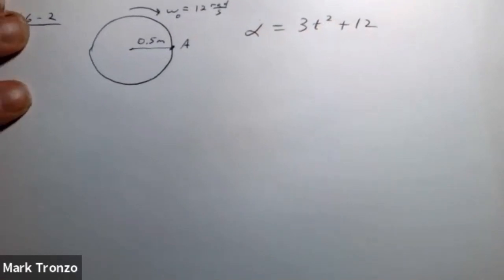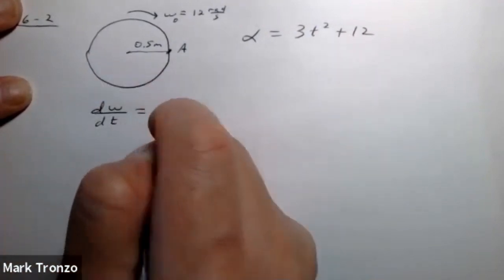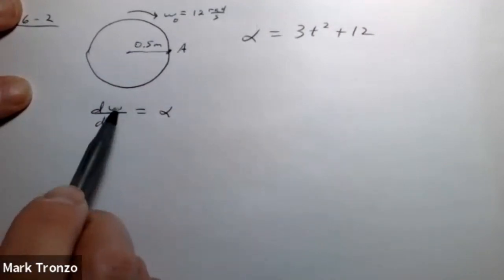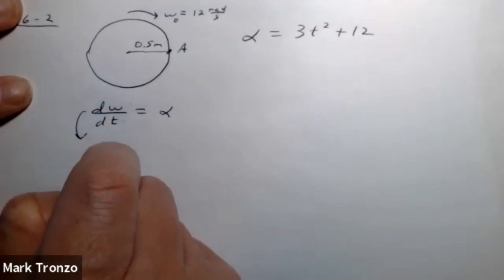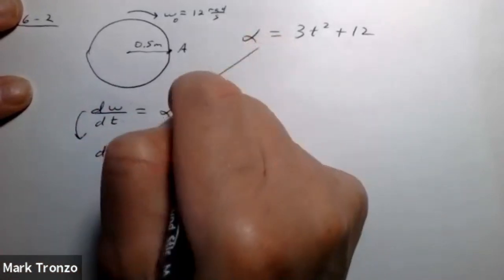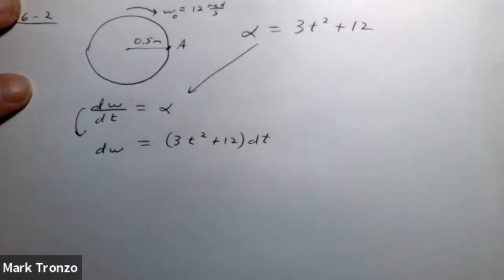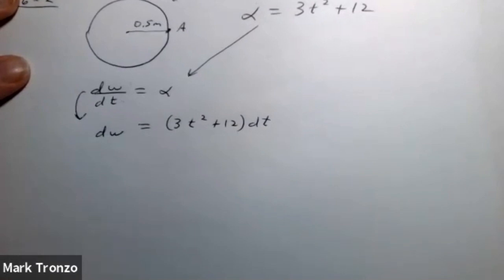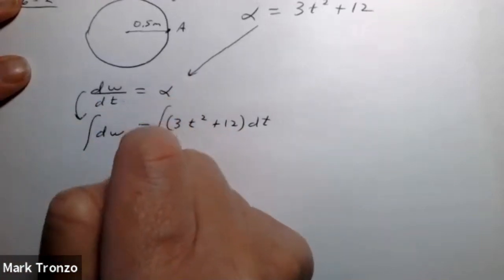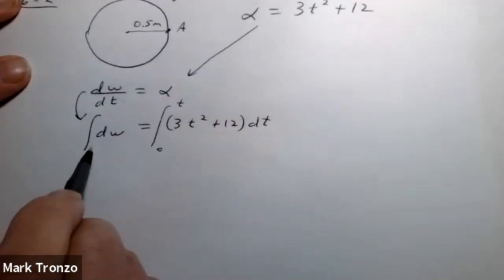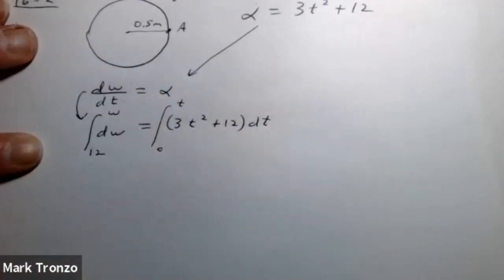So we could probably use d omega dt, which is going to be our acceleration, because acceleration is the derivative of velocity. And omega is the angular velocity, so we can use this. We'll rewrite this as d omega and put the alpha in here. So that'll be 3t squared plus 12 dt, like this. And we can integrate from 0 to t on the time, but now our original angular velocity is 12 radians per second, so it goes from 12 to omega, like that.